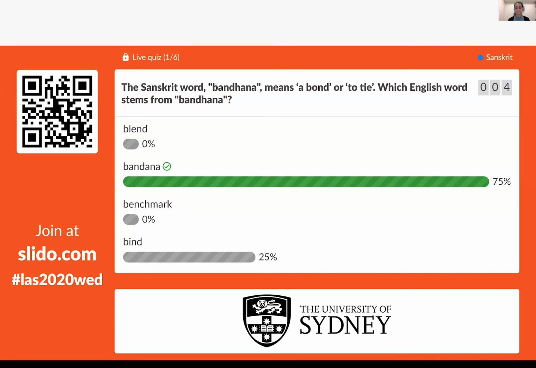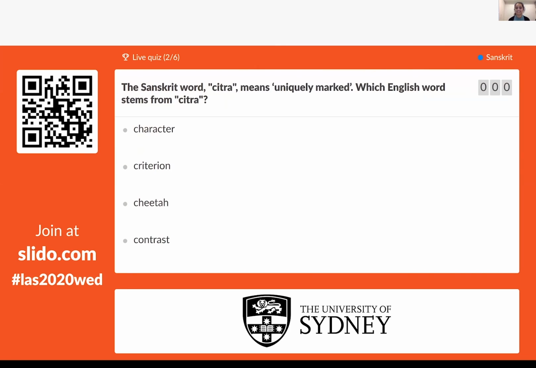Yes, next question. The Sanskrit word chitra means uniquely marked. Which English word stems from chitra? Character, criterion, cheetah, or contrast?